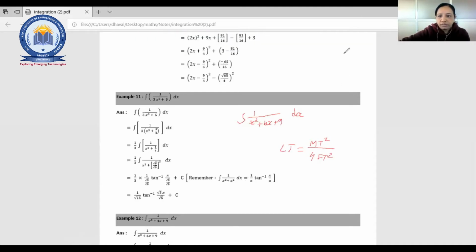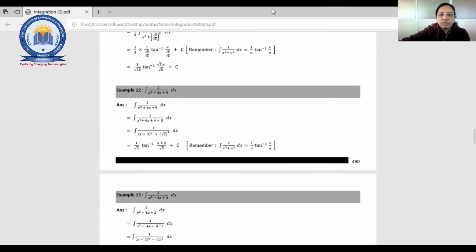Okay, I will show you. The simple thing is, here 9, right? So you can write it in terms of 4 plus 5, because we know x square plus 4x, so obviously our last term would be 4. So 4 plus 5, and the 4 can be combined with this equation. So you can write x plus 2 whole square and root 5 square. So it is in terms of x square plus a square.